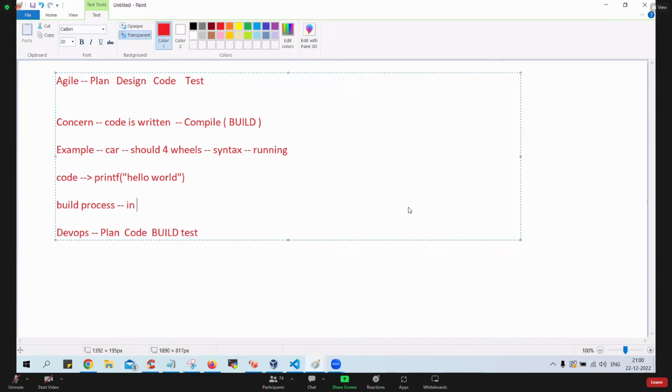Build is nothing but doing the compilation and other activities like test and creating the artifacts, and also going forward, we are trying to deploy. So the entire end-to-end activity, we call that a pipeline. I repeat, we call that a pipeline. Exact same scenario is happening here.